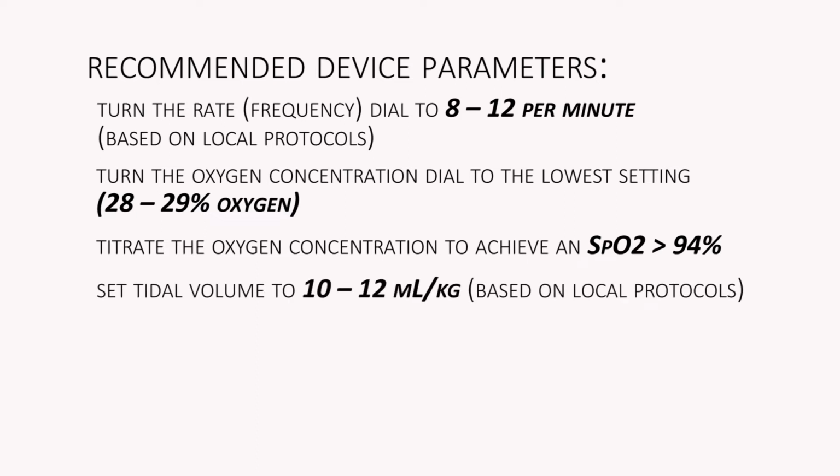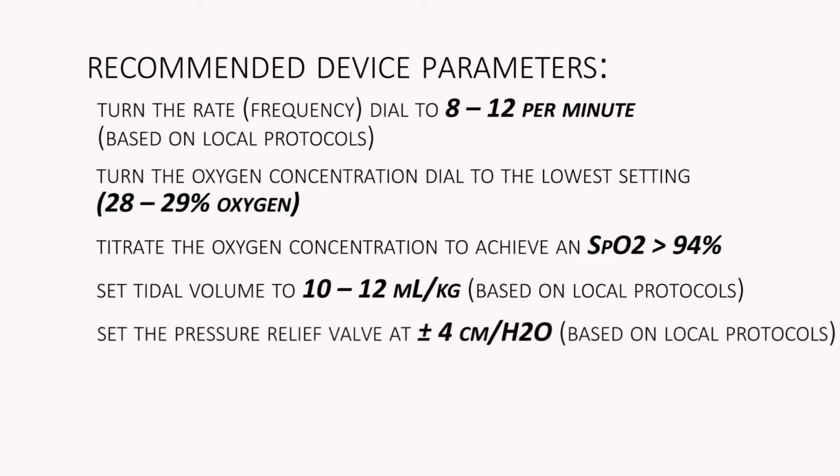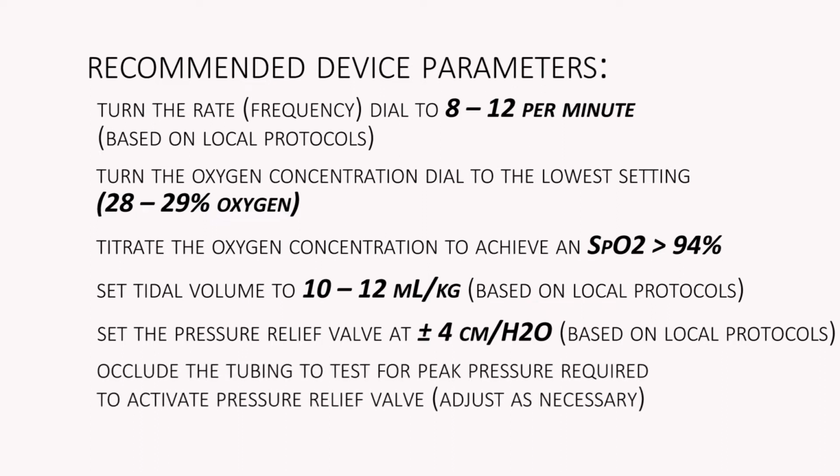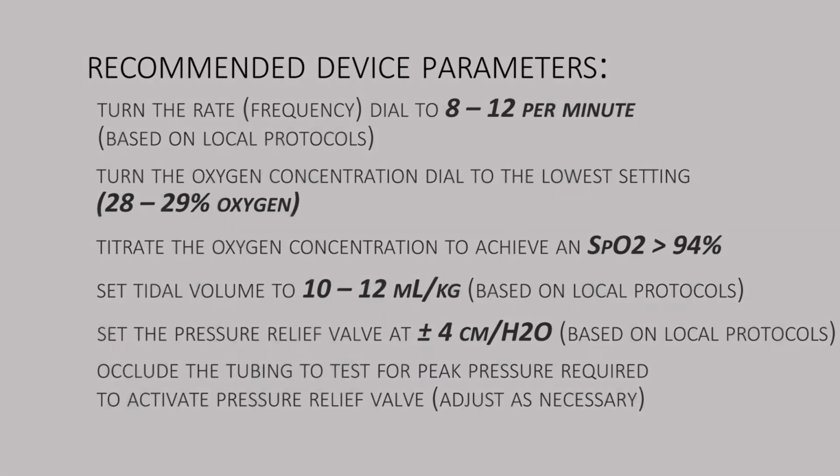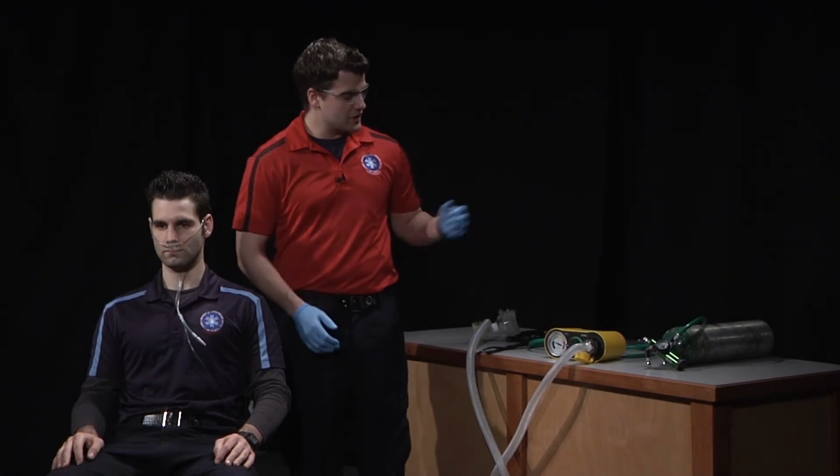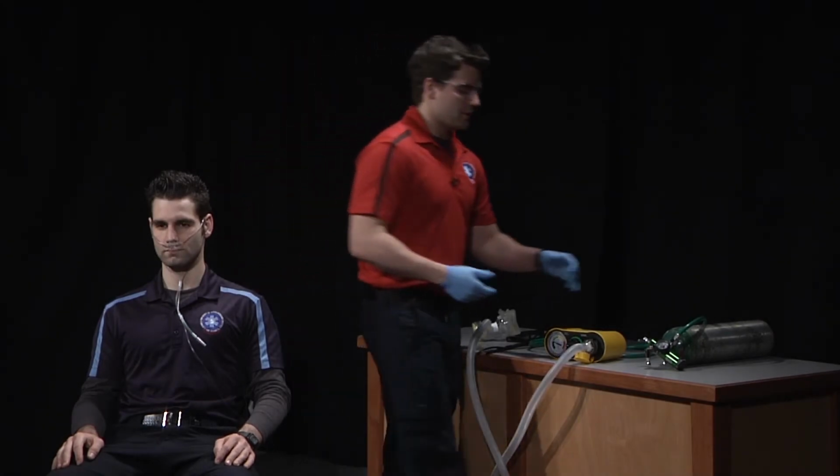Set tidal volume to 10 to 12 milliliters per kilogram. Set pressure relief valve at plus or minus 4 centimeters of H2O. Occlude tubing to test for peak pressure required to activate pressure relief valve and adjust as necessary. After our CPAP machine has been assembled, we're going to go ahead and turn our oxygen on.